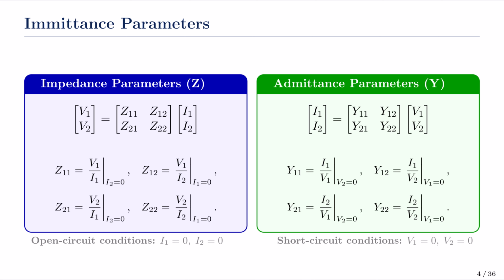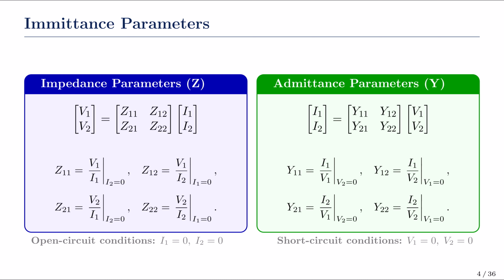Now that the voltage and current reference conventions have been established, we are ready to define the first immittance representation of a two-port network, the impedance matrix, commonly referred to as the Z matrix. The impedance matrix establishes a linear relationship between the port voltages and the port currents. In other words, if the currents entering the two ports are known, the corresponding port voltages can be determined directly through the matrix equation shown on this slide.